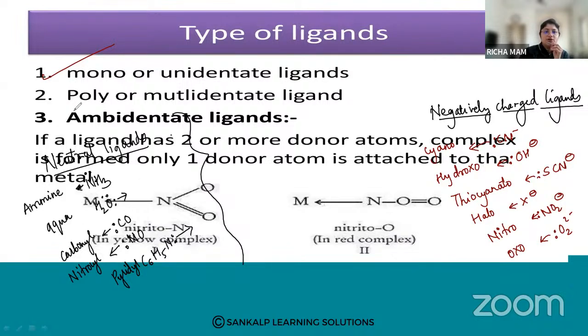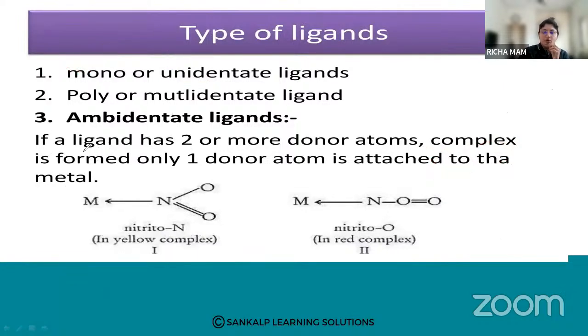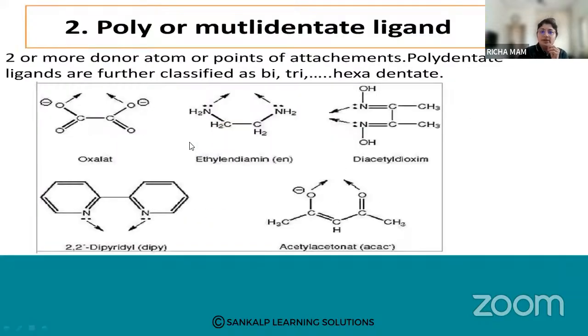The next one is polydentate ligands. Uni means one, mono means one. Poly means more than one. So when you have two or more donor atoms or points of attachment, they are termed poly or multidentate ligands.